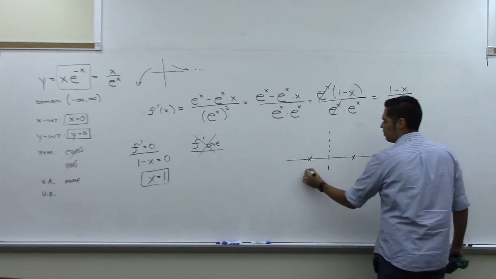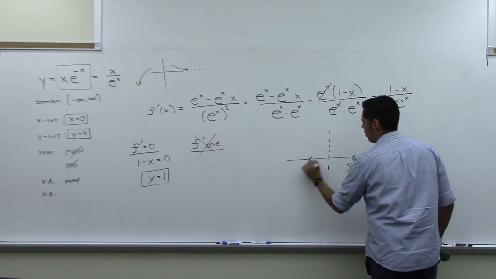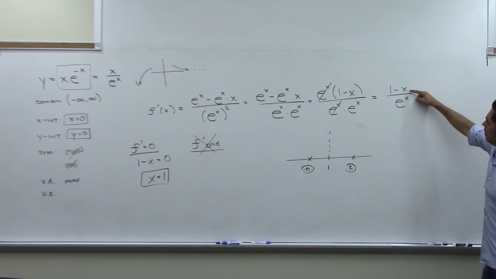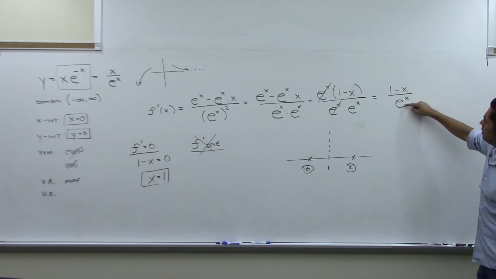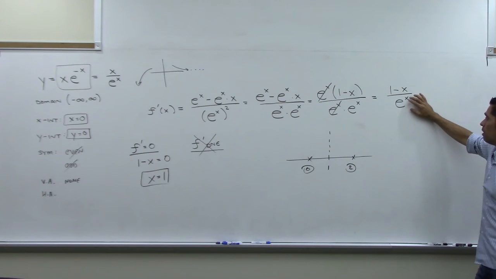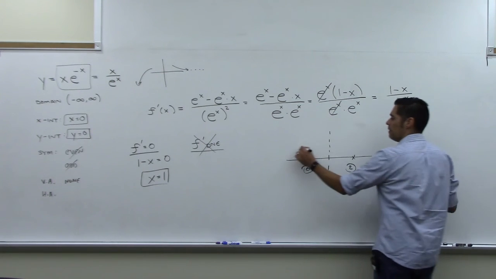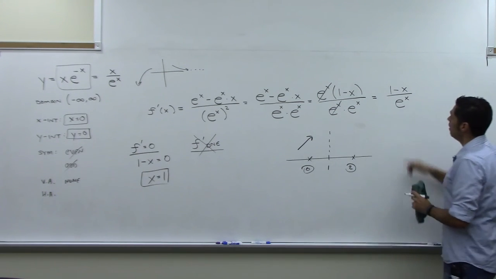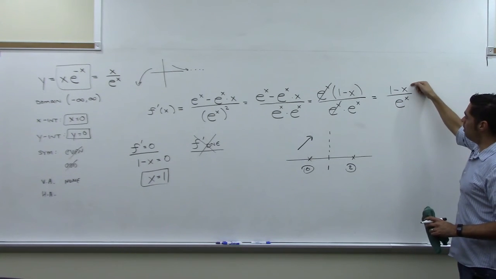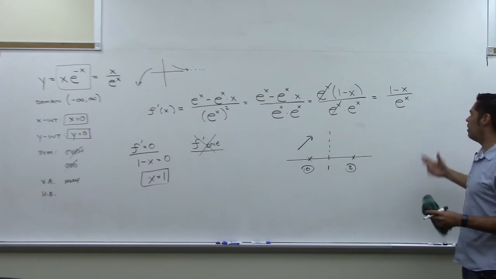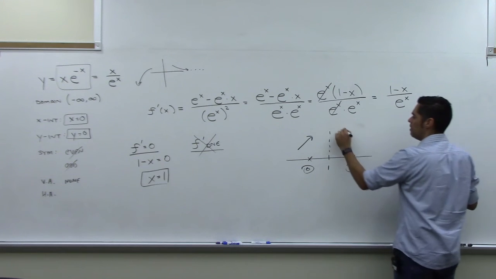Now I plug in some test points, like 0 and 2. These are going to go into my derivative. 0 in here, I get a 1 on top. E to the 0 is also 1, so we get 1 over 1, that's positive. And when I plug in 2, I get 1 take away 2, that's negative 1. E squared is still positive, so we get a negative over positive, that's negative.